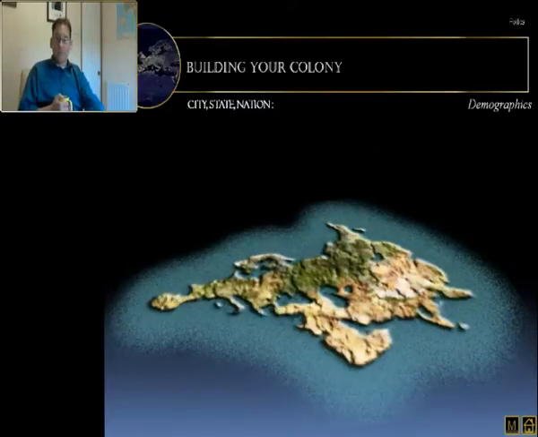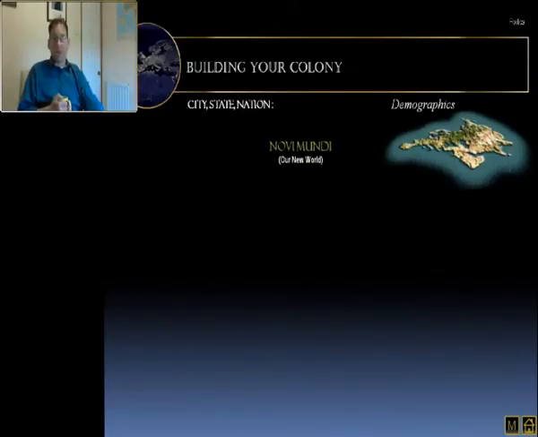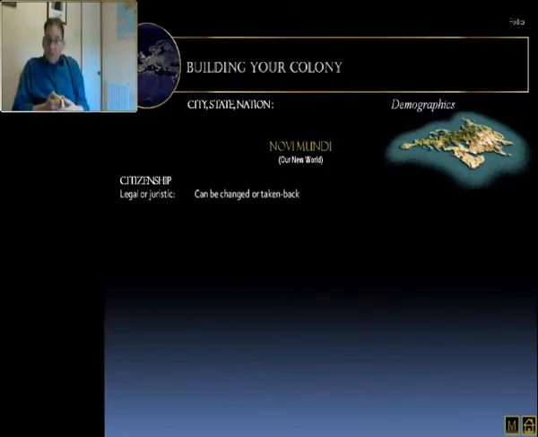Alrighty. From that, we'll have a look at the demographics of Nova Mundi. Citizenship. Legal or jurisdictional. Can be changed or taken back. So what we're doing now, we've found our land and identified all of its resourcing capabilities. What we're actually beginning to do now is sort out, basically, who's with us and how it works. So for instance here, citizenship.